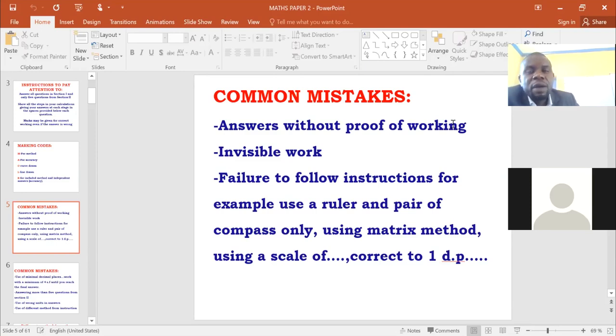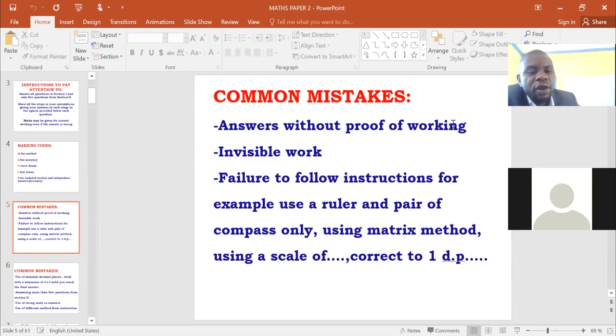Or sometimes you're asked to use a matrix method to solve a simultaneous equation, but you go ahead and use a different method, for example the elimination method or substitution. Or in commercial arithmetic, you are told to leave your answer to the nearest shilling, and then you go ahead and leave it in terms of decimals. Or give your answer correct to 1 decimal place, and then you give your answer to 4 significant figures.